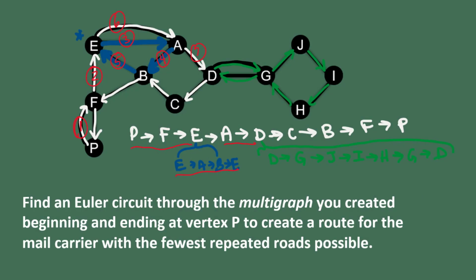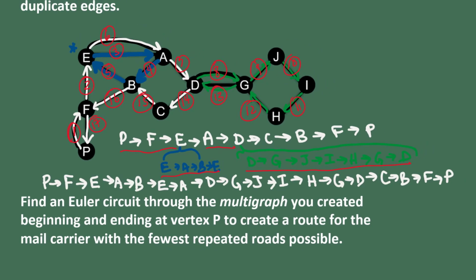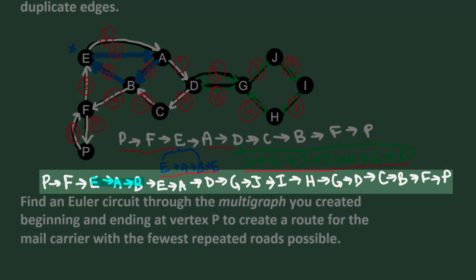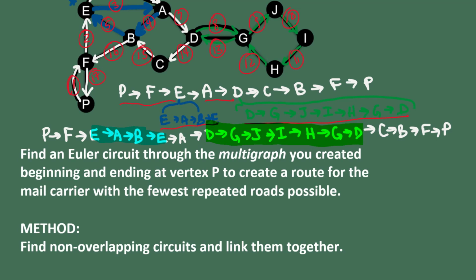And then we're going to divert to the green. So we're going to go to D to G, and then to J, and then to I, and then to H, and then to G, and then back to D again. So that's all of this. And then we're going to join back up with the white circuit. So that's going to go from D to C, C to B, B to F, and then back to P. So we have this one big long circuit with a piece from the blue circuit plugged into the big long white circuit, and then also a piece from the green circuit plugged into it. So we found non-overlapping circuits and linked them together.